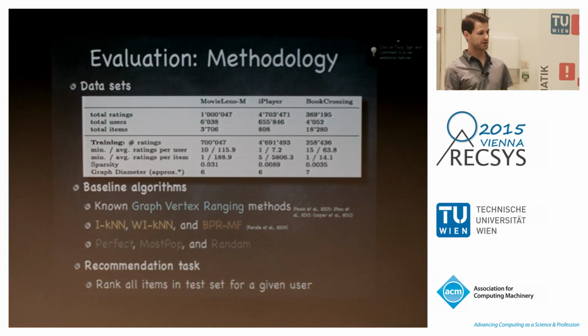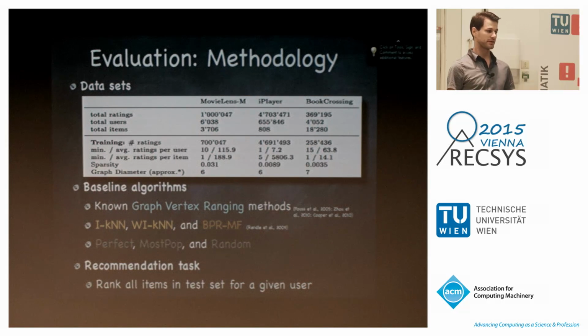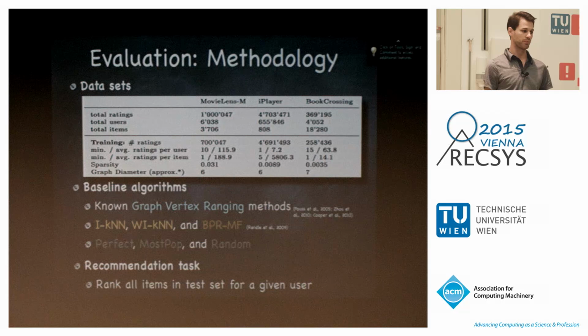The datasets are quite different in their structure. For instance, in the iPlayer dataset, we have many more average ratings per item than per user, while in the Book Crossing dataset, we see on average many more ratings per user than per item. The MovieLens dataset is a bit more balanced in this sense.